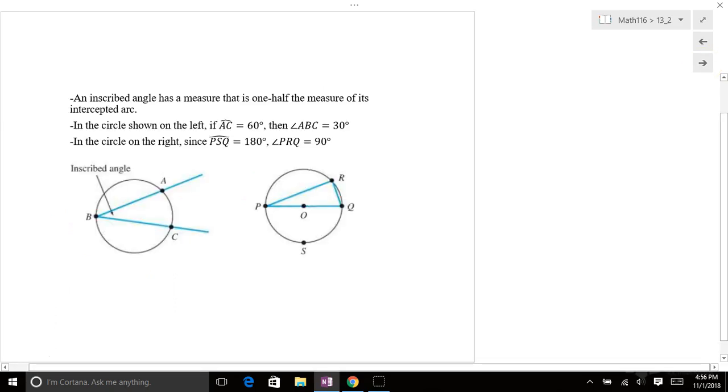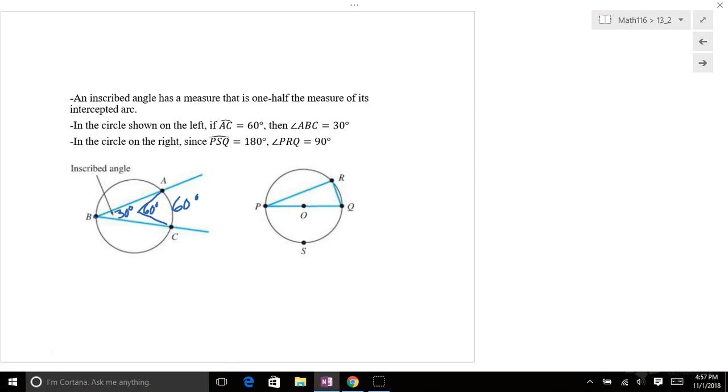All right, now an inscribed angle is where the vertex is on the opposite side. So you see the inscribed angle. What happens with an inscribed angle is it's going to be half of the measure of its intercepted arc. So in other words, if angle ABC right here is 30 degrees, that means this arc is 60 degrees, which also means that the central angle would be 60.